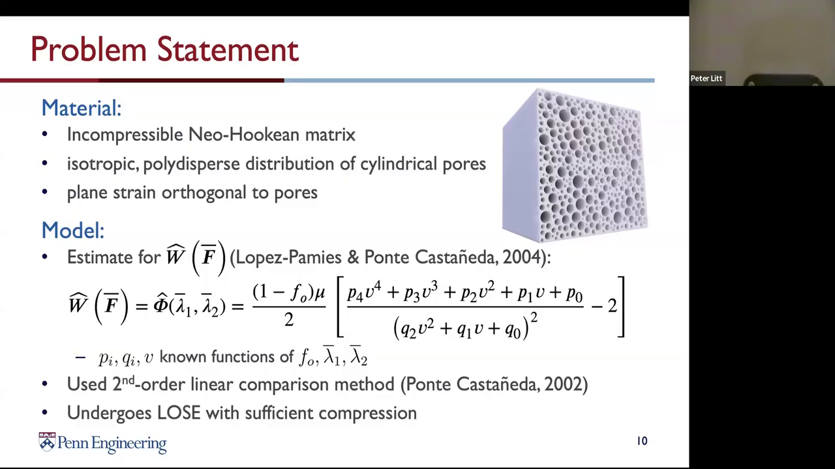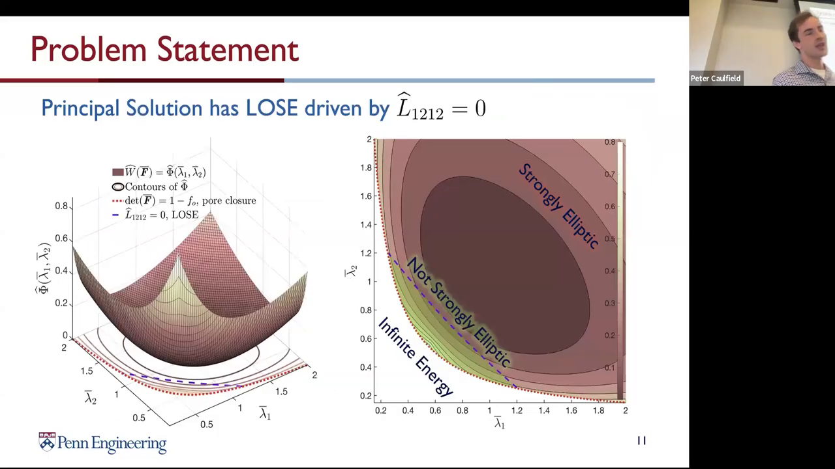When they computed this, they noted that indeed for certain deformations, you have loss of strong ellipticity, meaning that there's the possibility for instabilities once that happens. And so that's what we're going to look at. This is what the energy looks like if you plot it as a function of lambda 1 and lambda 2. On the left, this is the 3D surface.